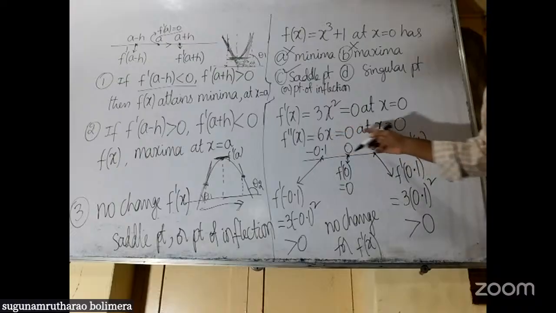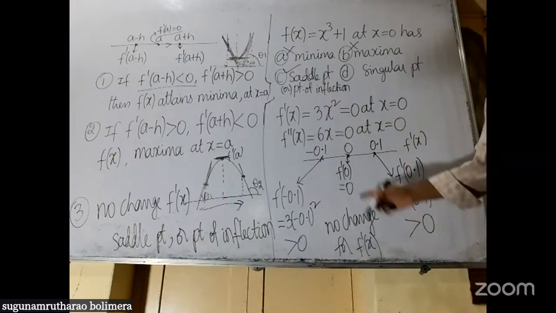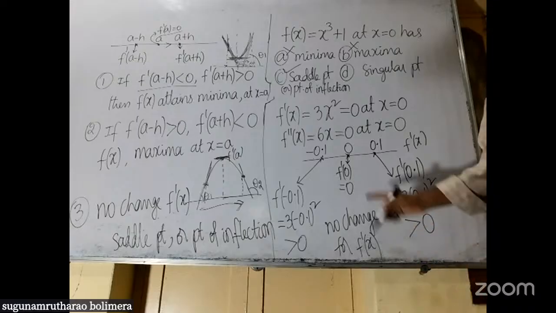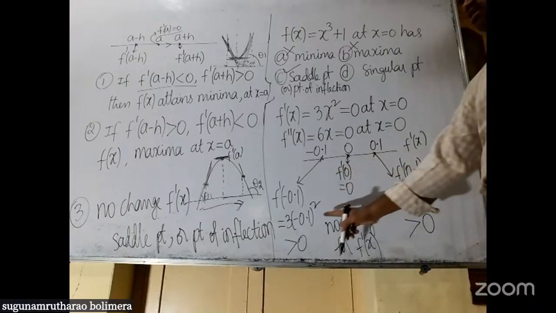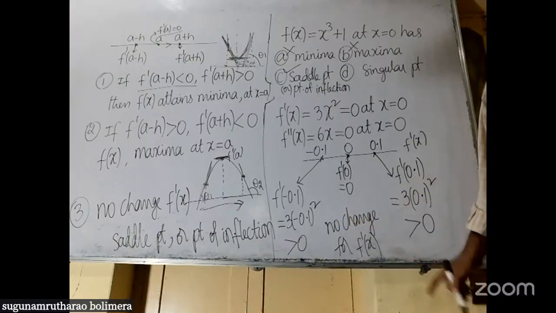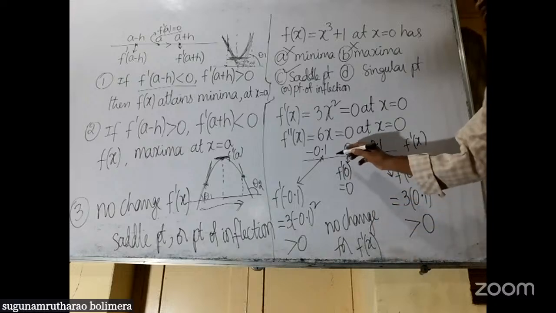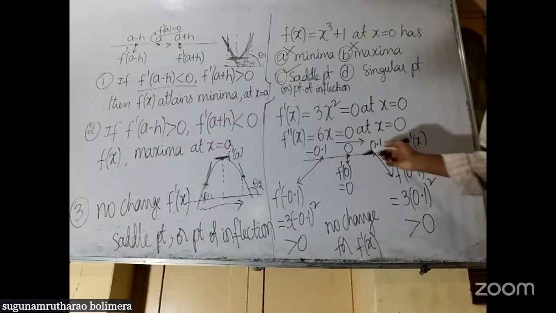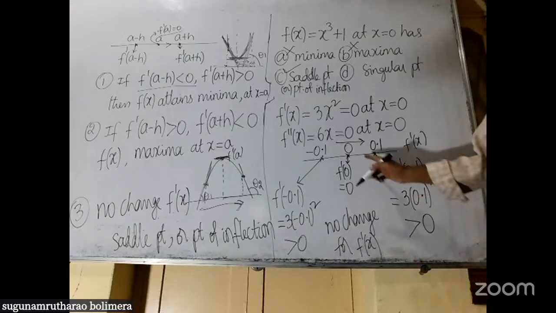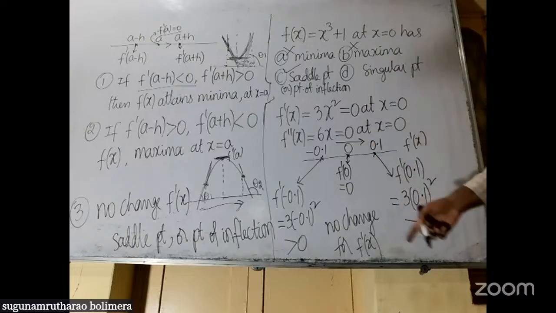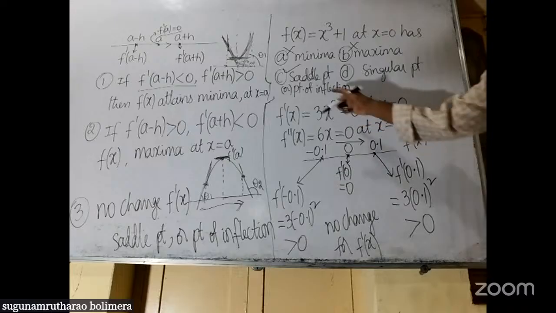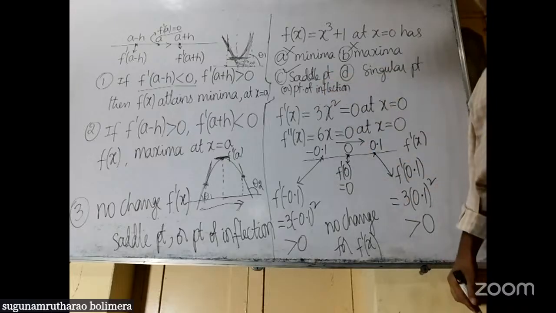The double derivative is also 0. And after verifying the change of sign of f dash of x in the neighborhood of 0, you are getting positive to positive, left to right. Positive to positive means no change of sign in the neighborhood of 0. So therefore, it attains neither maximum nor minimum at 0. Therefore, it is saddle point or point of inflection.